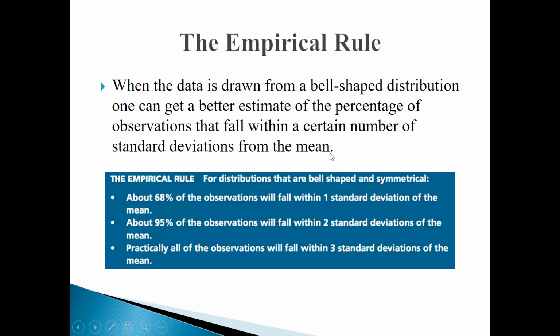Now, if we have a bell-shaped distribution, we can use the empirical rule. So when the data is drawn from a bell-shaped distribution, one can get a better estimate of the percentage of observations that fall within a certain number of standard deviations from the mean. And so for bell-shaped and symmetrical distributions, 68% of the observations fall within 1 standard deviation of the mean, 95% fall within 2 standard deviations, and 99.7%, or practically all the observations, will fall within 3 standard deviations of the mean.